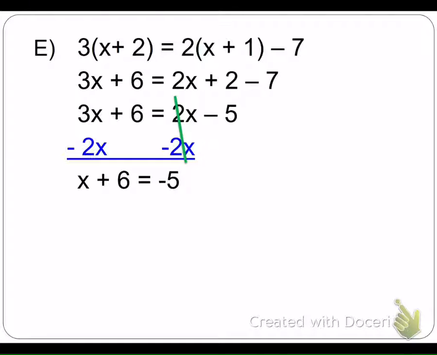Now, I like when they work out like this, when it's like 3x minus 2x, because you get 1x, and 1x is the same thing as x. It saves you a dividing in the last step. Perfect. Then what? Subtract 6 from both sides. x equals negative 11. What are your questions?